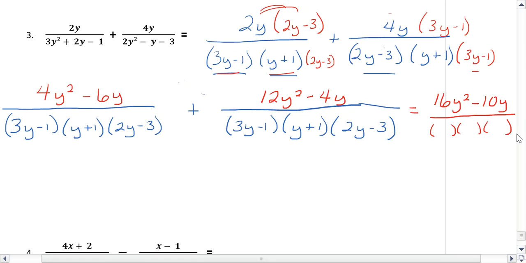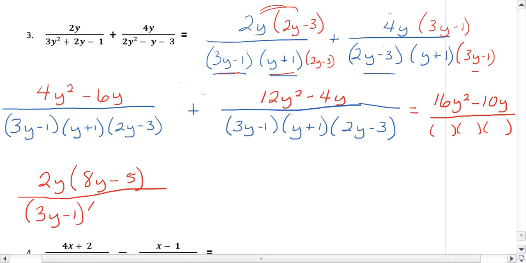The last step then is to factor the numerator to see if there is anything that can be canceled. They do have a GCF of 2y. So we factor out that GCF and we get 8y minus 5. And looking at my denominator, there does not appear to be any canceling to do. So this is my final answer of adding these 2 fractions.